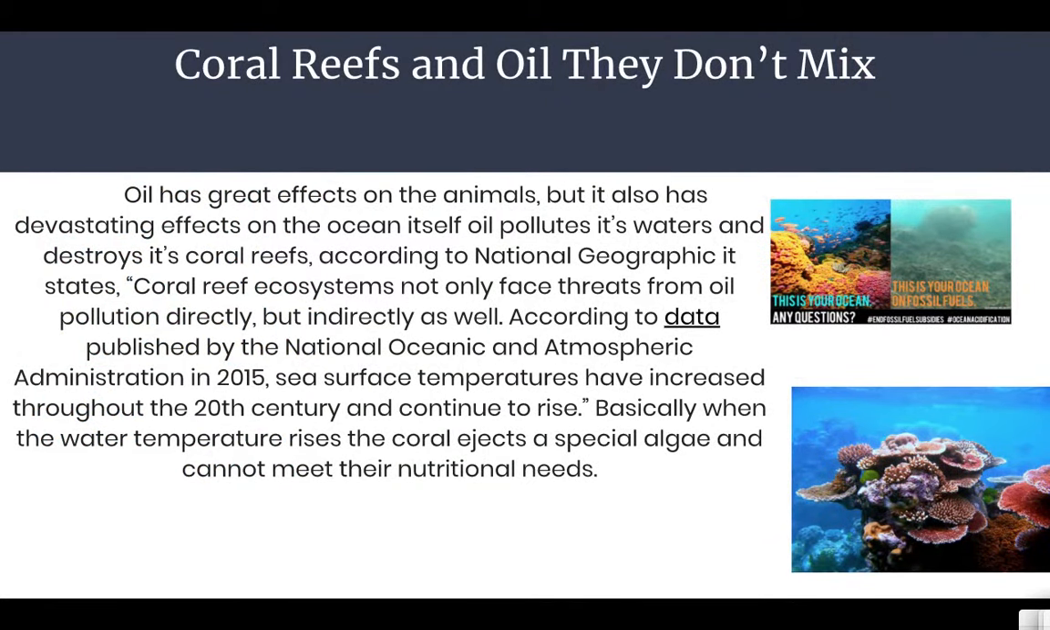Coral reefs and oil. They don't mix. Oil has great effects on the animals, but it also has devastating effects on the ocean itself. Oil pollutes its waters and destroys its coral reefs.